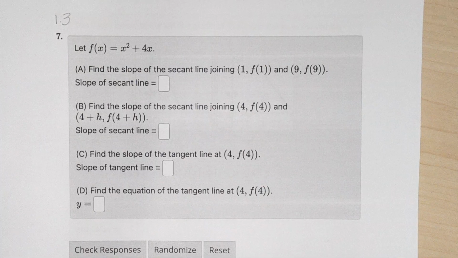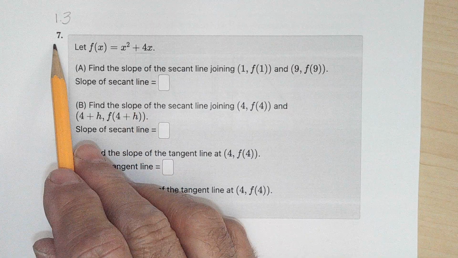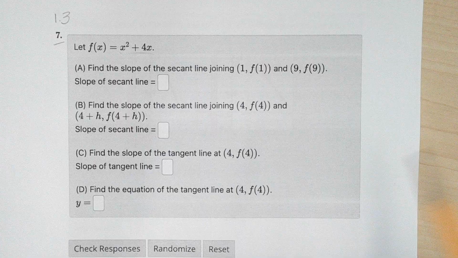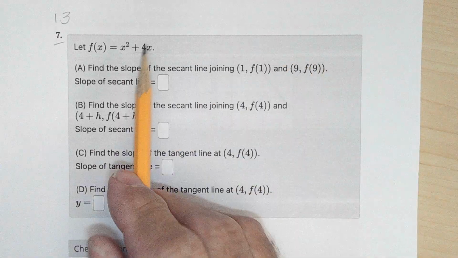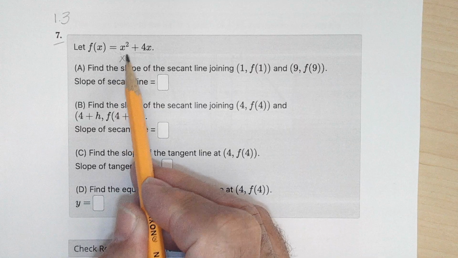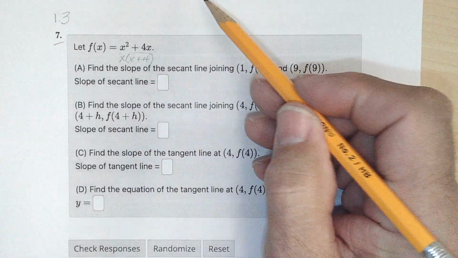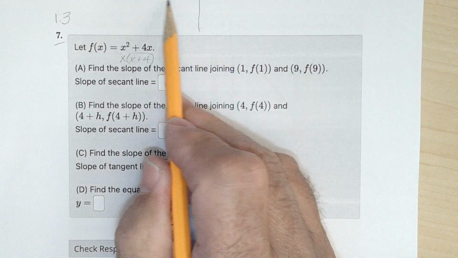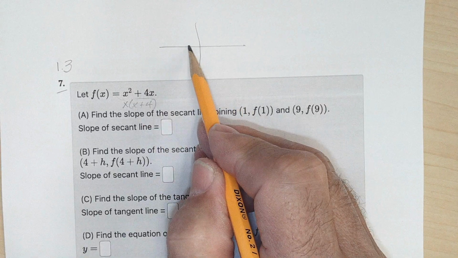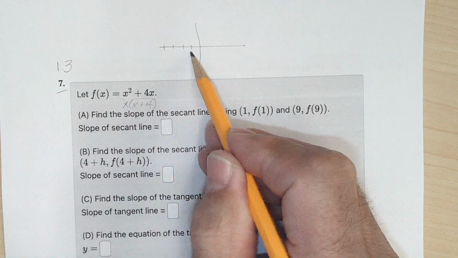All right, this is 1.3, and we have f of x looks like this. This is number 7, of course, and it's asking for these. Now, just before I get going here, this factors to x times x plus 4. So this is a normal-looking parabola that goes through minus 4 and through 0.